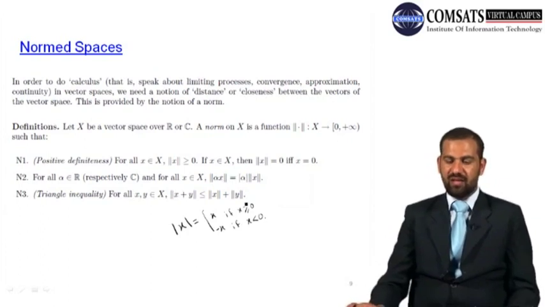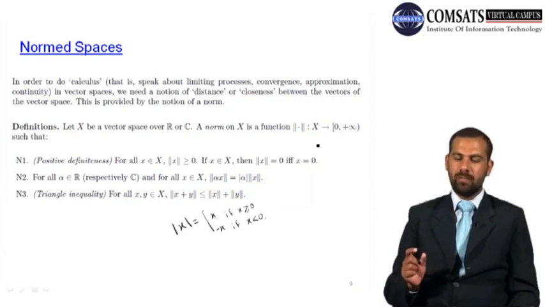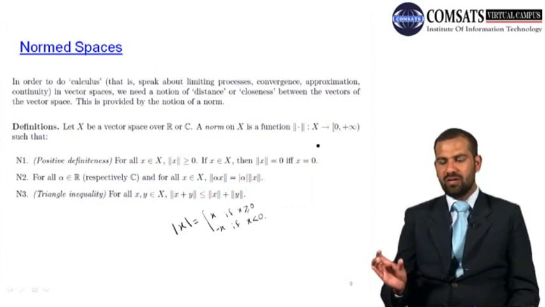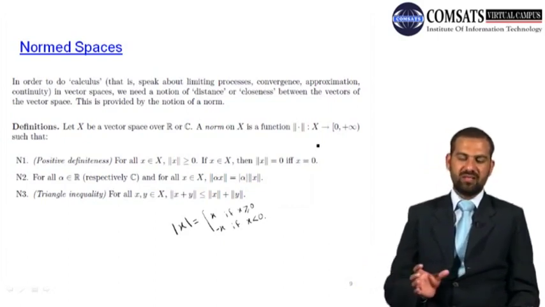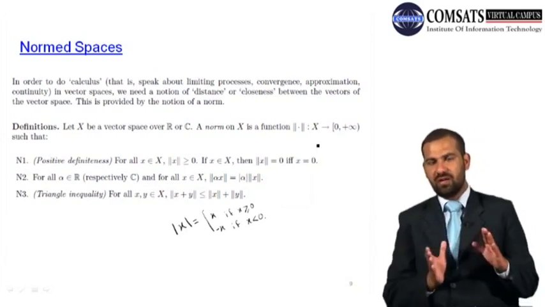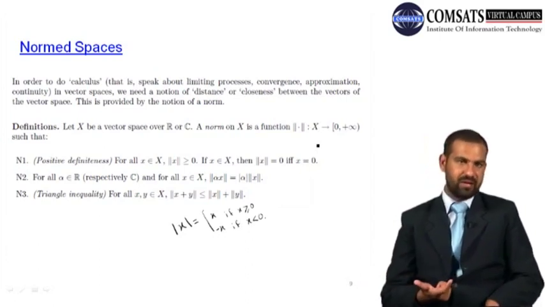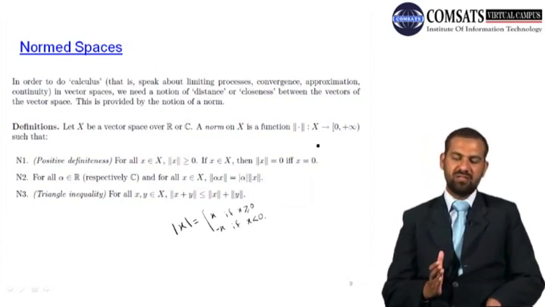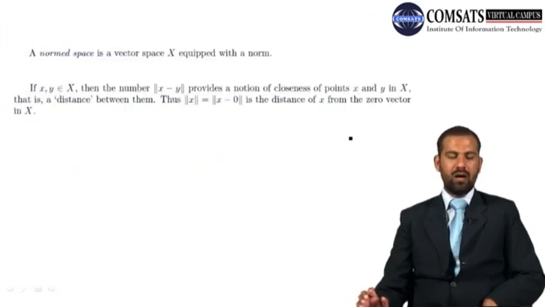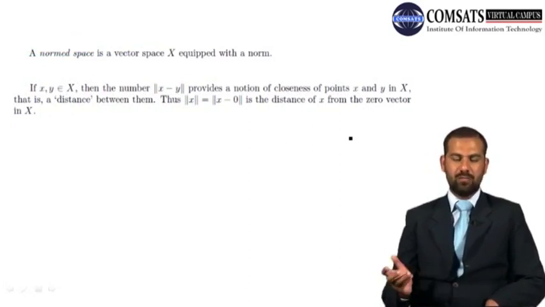So in a space, if we impose this norm function from the non-empty set X to 0 to infinity, then this space is called a norm space, and this function is called a norm on that set. A non-empty set with a norm having all three characteristics is called a norm space. We say that (X, norm) is a norm space. So a norm space is a vector space X equipped with a norm.